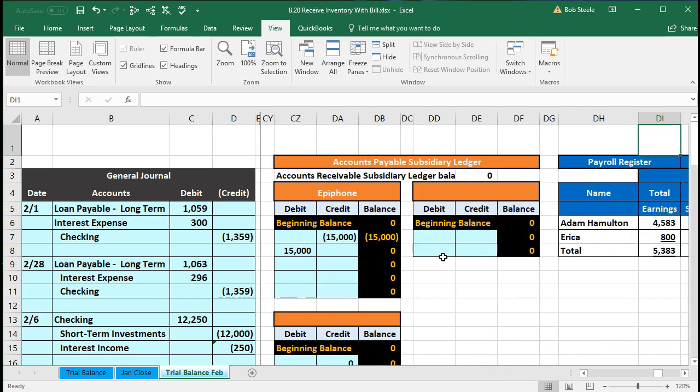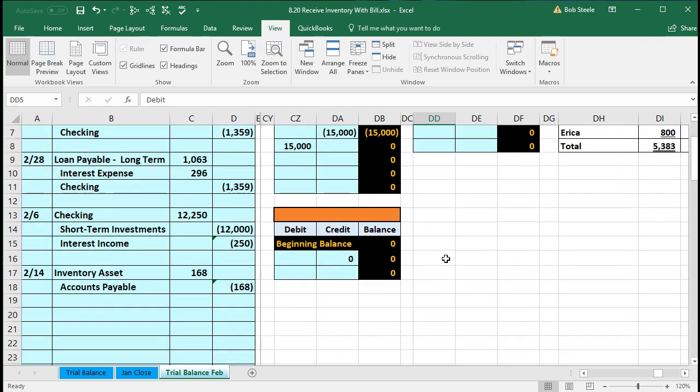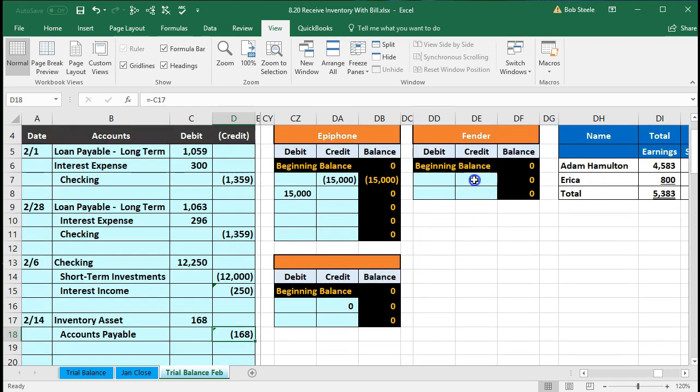Here we are. We're going to have a new one right here. We're going to say this is a new vendor named Fender, who we buy guitars from. Fender's our new vendor that we buy guitars from. And we're going to say that that's a credit. So I'm going to post that same credit over here in the credit side in DE7. We're going to say that that equals the 168, and that'll increase the credit balance to 168.